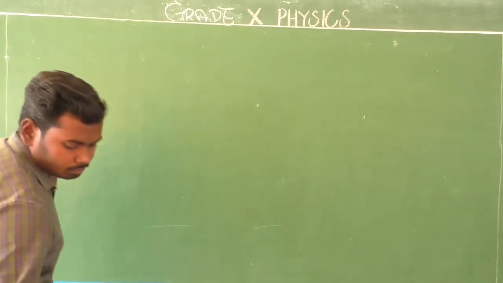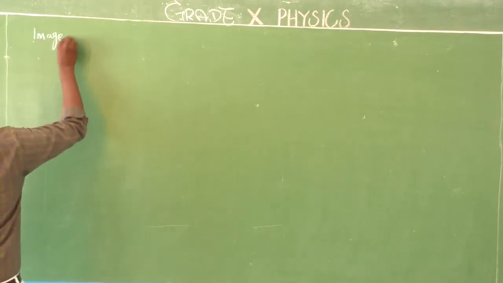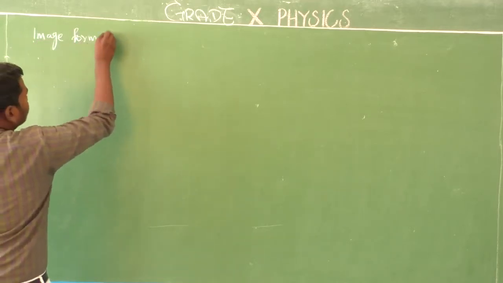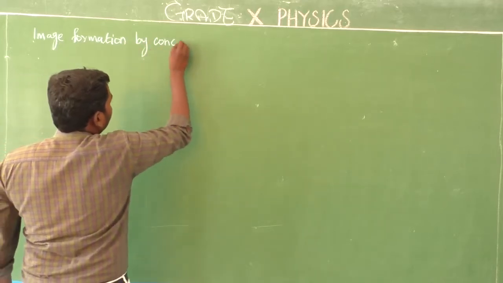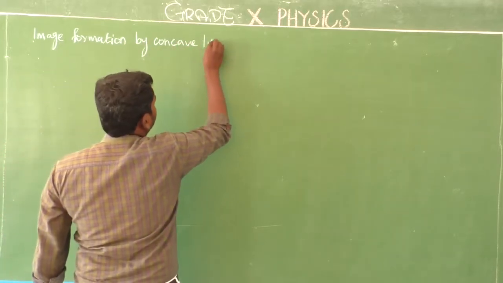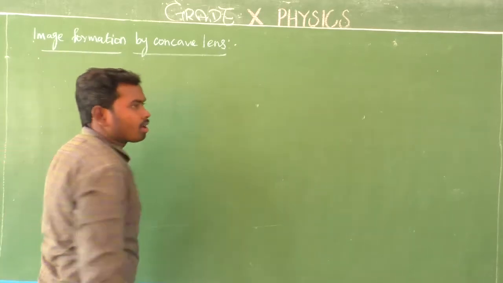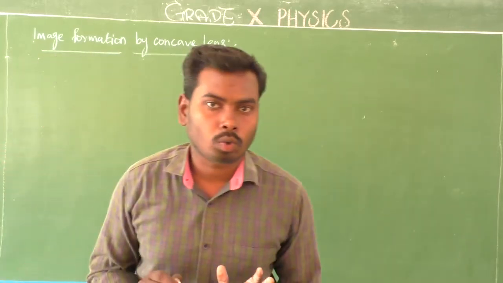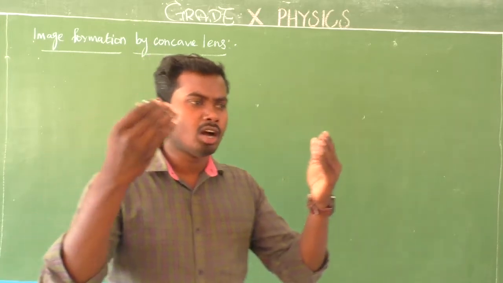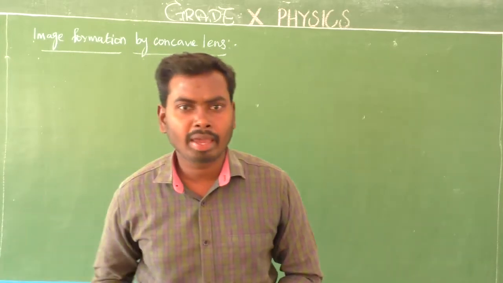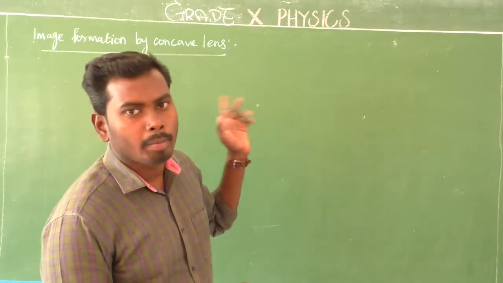So next one, image formation by concave lens. Image formation by concave lens, very important one. Is it clear? Yes. So next I am going to put the tabular column. So what is the position of the object, position of the image, and nature of the image, and what is the size of the image. Okay, to understand that I am going to make a tabular column.